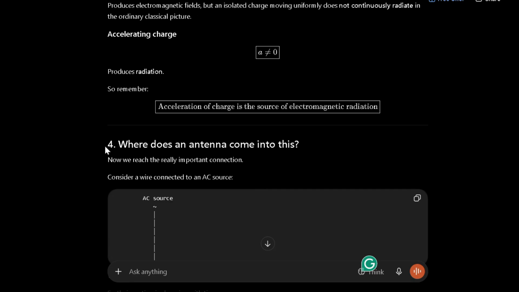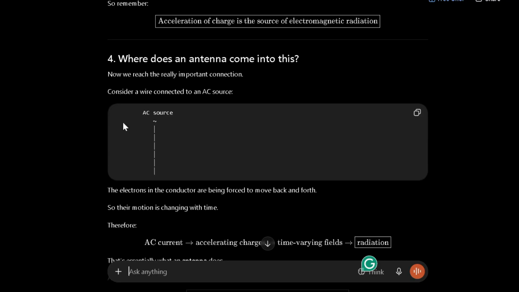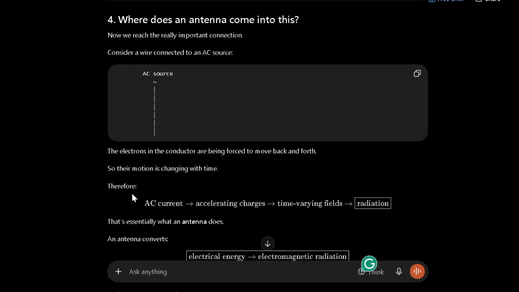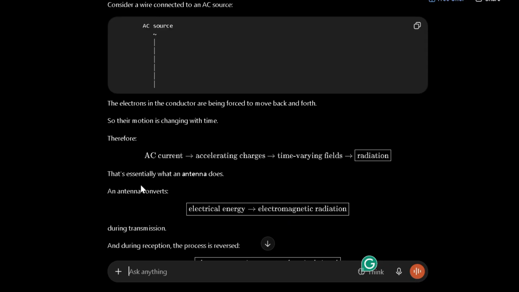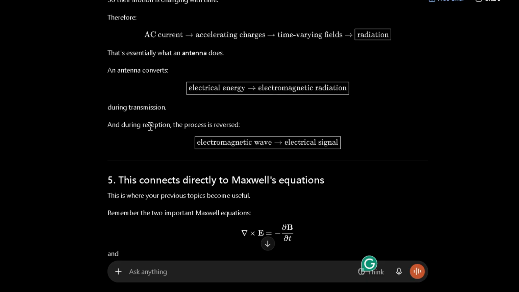Where does an antenna come into this? Now we reach the really important connection. Consider a conductor connected to an AC source. The electrons in the conductor are being forced to move back and forth, so the motion is changing with time. Therefore, AC current means accelerating charges, which means radiation. That is essentially what an antenna does. An antenna converts electrical energy into electromagnetic radiation during transmission, and during reception the process is reversed: electromagnetic waves are converted to an electrical signal.